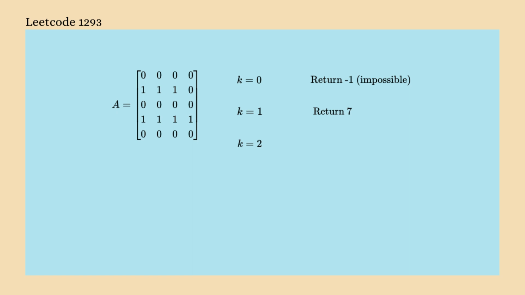Similarly, when k equals 2, we should also return 7 because along the same green path, we can achieve 7 steps with eliminating 1 obstacle, and 2 is the maximum number of obstacles we can eliminate. So you can expect that when k is greater than 2, we should always return 7.